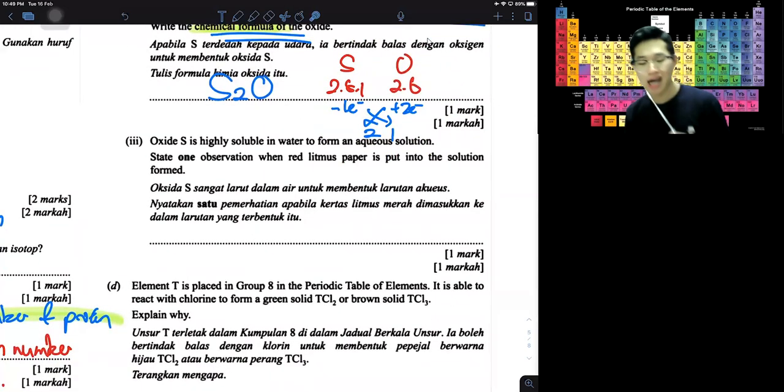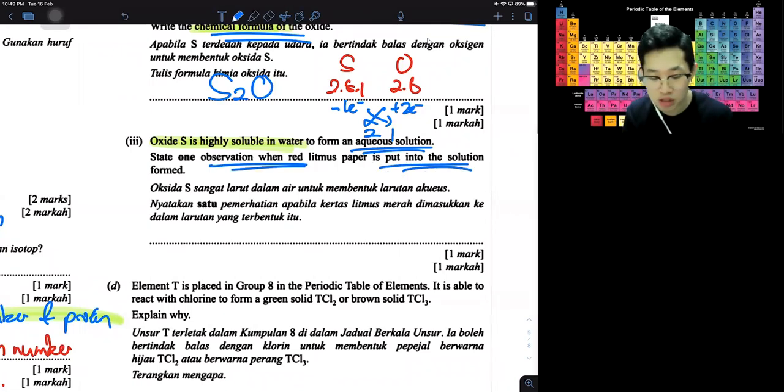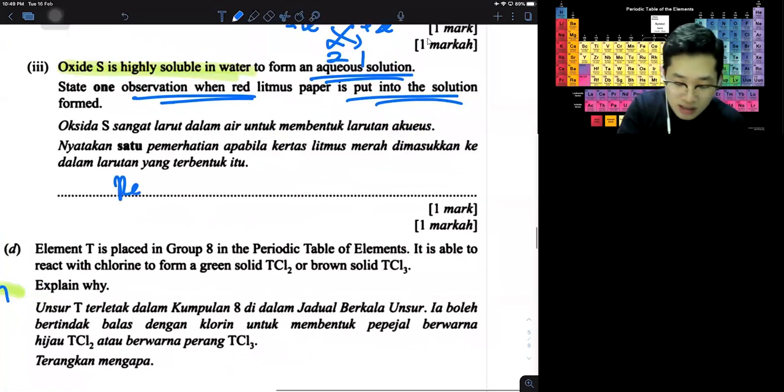The oxide of S is highly soluble in water to form an aqueous solution. Na2O can dissolve in water. One observation when red litmus paper is put into the solution: turns blue. Okay? Red turns into blue.